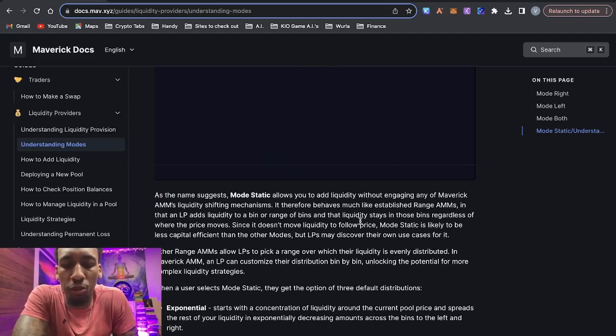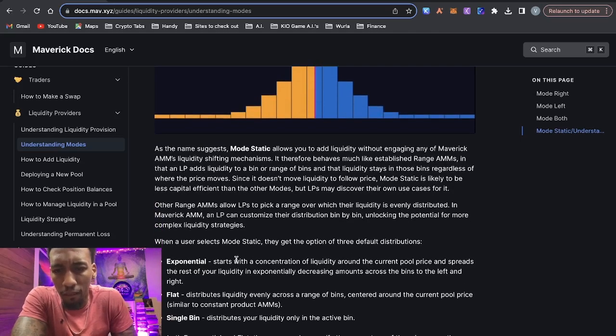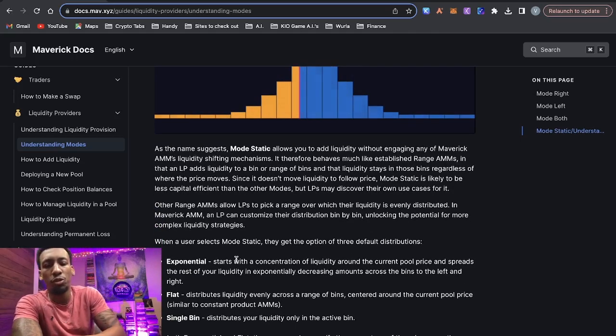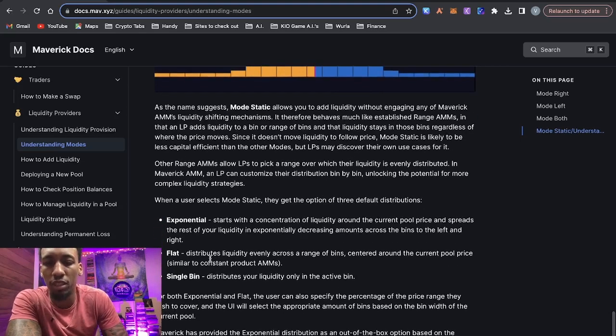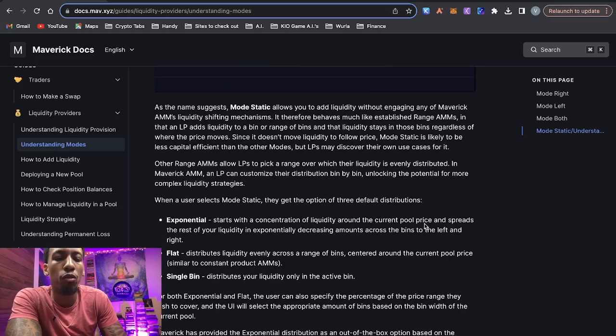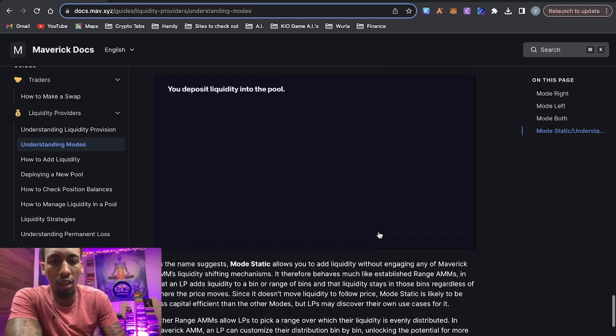You can add liquidity to a range in a bin and it'll stay there regardless of price. Now, the cool thing is when you select mode static, you get an option of 3 default distributions. The first one is exponential. This starts with the concentration of liquidity around current pool price and spreads the rest of your liquidity in exponentially decreasing amounts across the bins to the left and right.